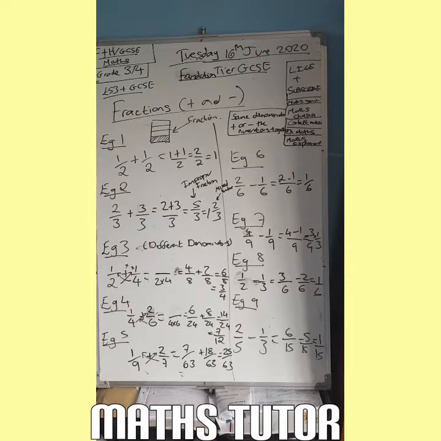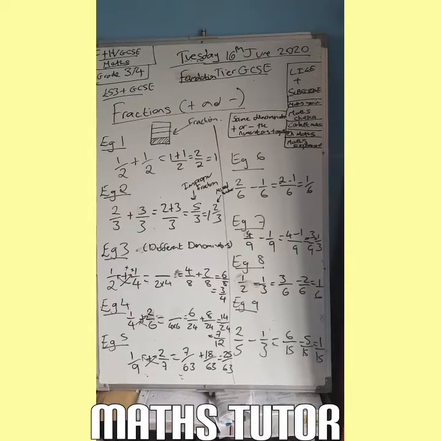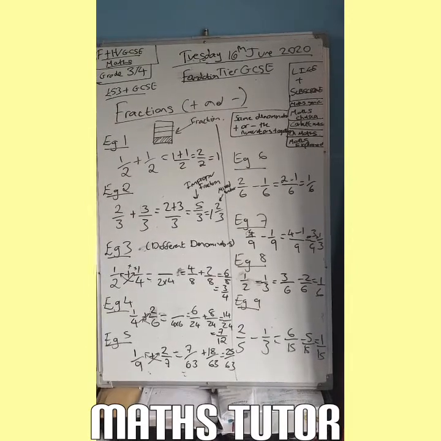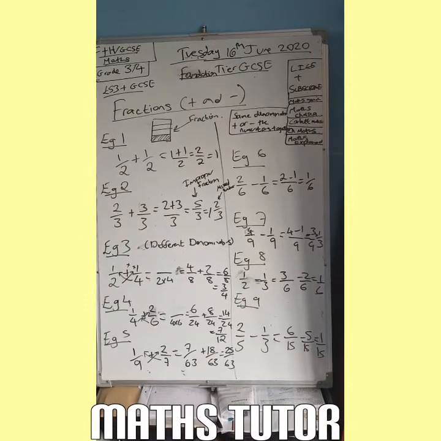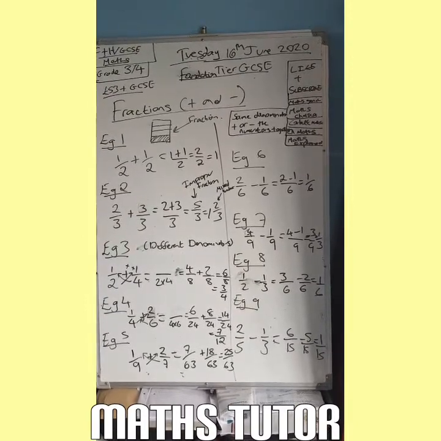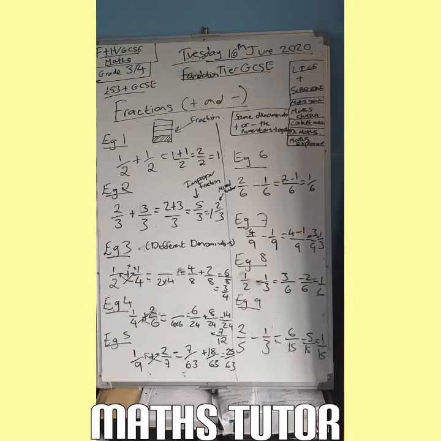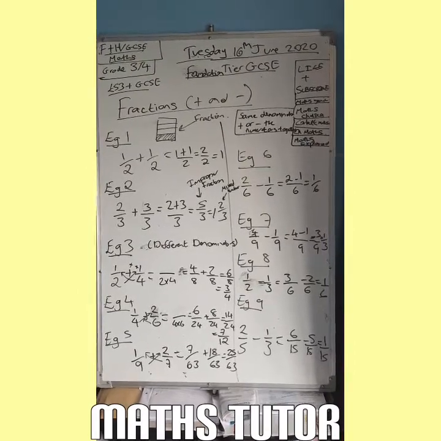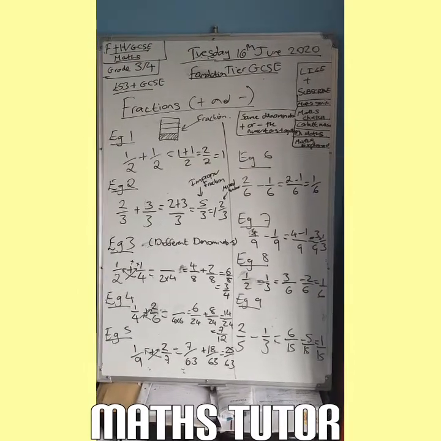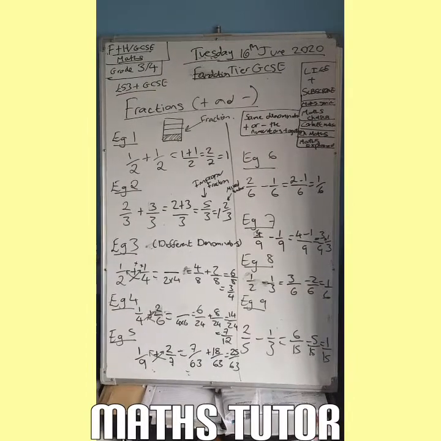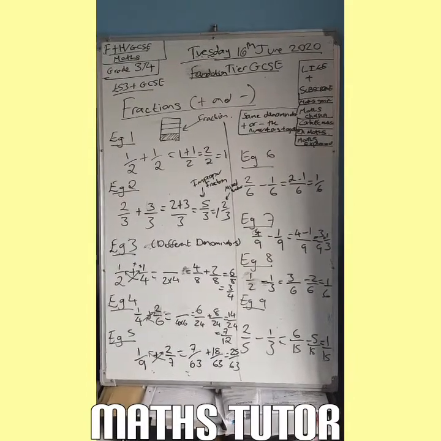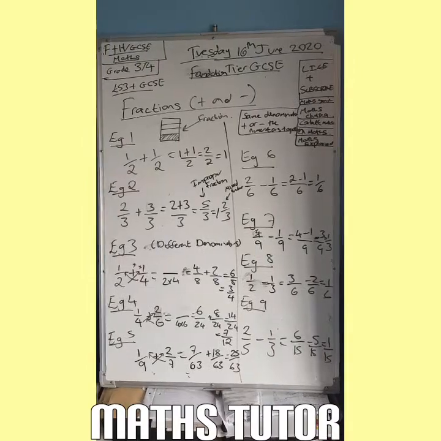And then lastly, example 9, 2/5 minus 1/3, which is 6/15 minus 5/15, which gives me an answer of 1/15. The lowest common multiple of 5 and 3 is equal to 15. So that is how I add and subtract fractions for same and different denominators.